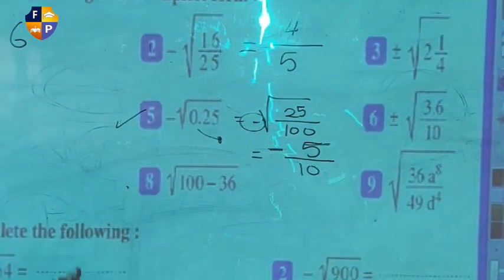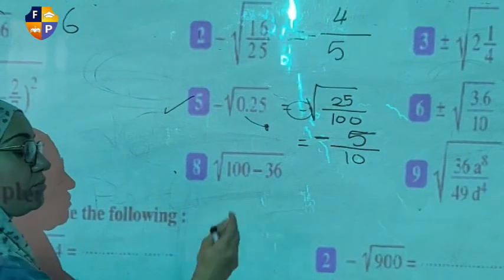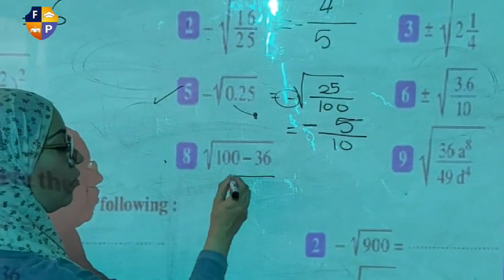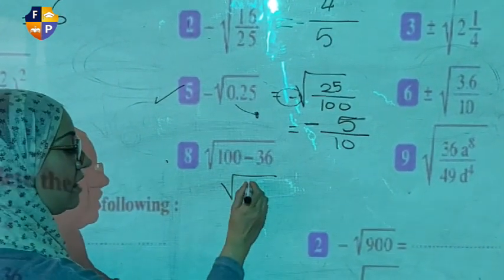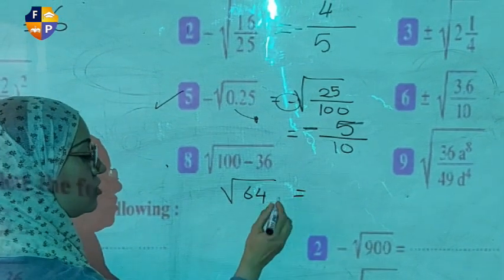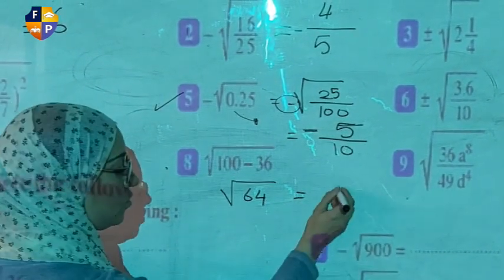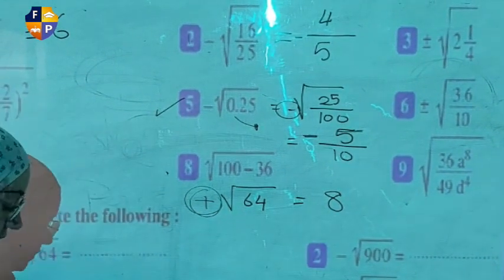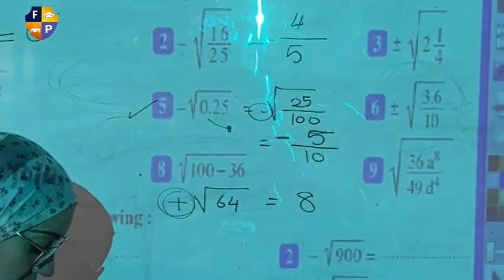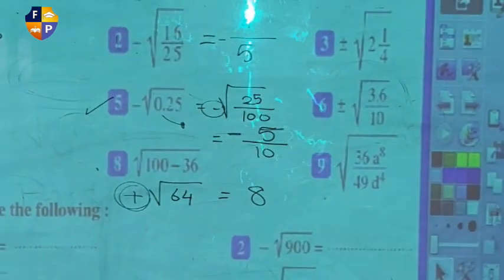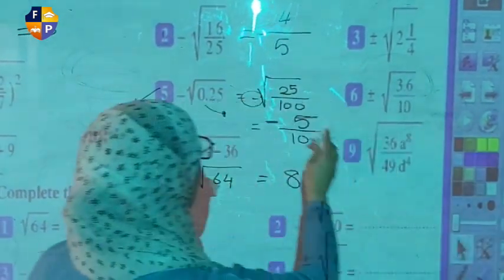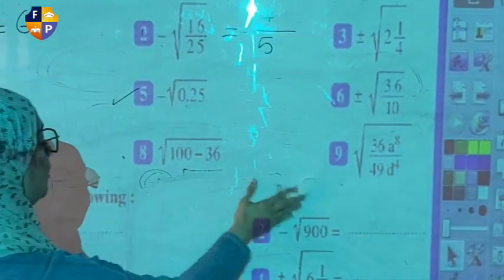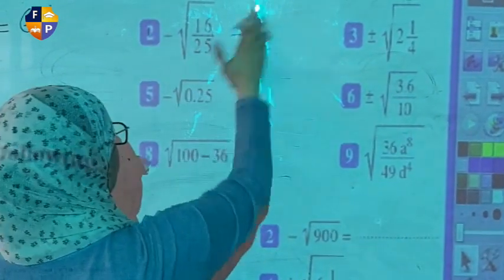Okay, look at this. The square root of 100 minus 36. 100 minus 36 equals 64, and the square root of 64 equals 8, and I want to write the positive one. Okay, let's answer some applications of this lesson. It's very simple, very, very simple.